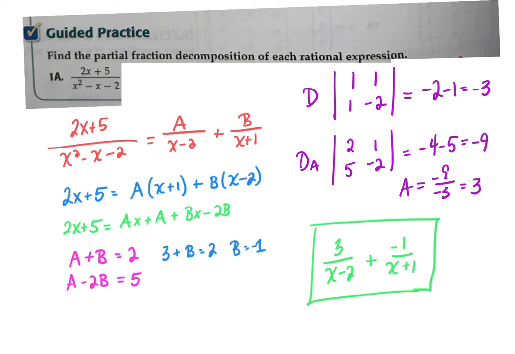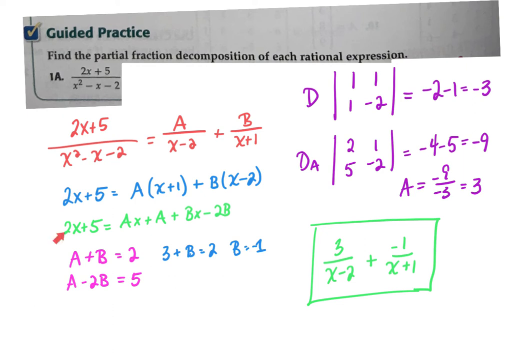Let's walk through it. The factoring of this is x minus 2, x plus 1. Everybody agree with that? Yes. Right. So it's a over x minus 2, b over x plus 1. So my numerator is going to equal a times x plus 1 plus b times x minus 2. Okay? When I distribute, I just get ax plus a, bx minus 2b.